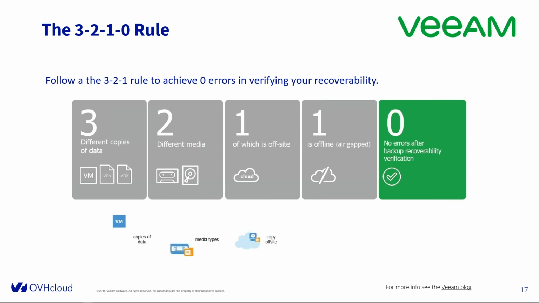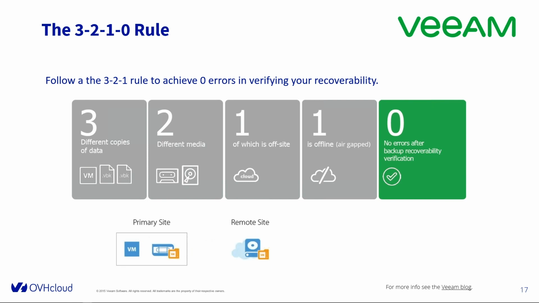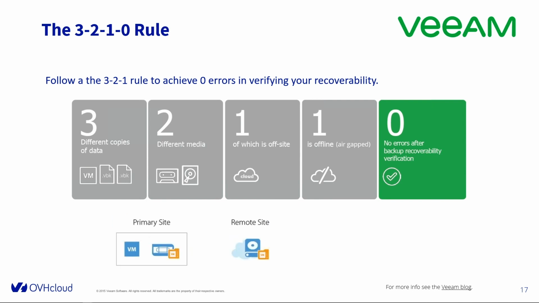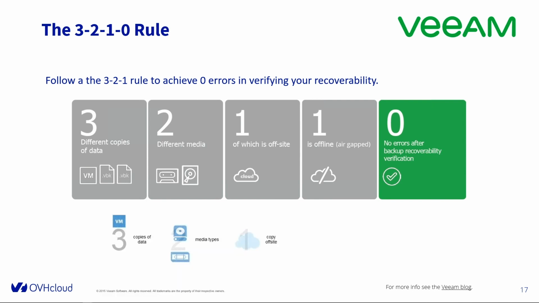And then one of those should be off-site. It should be in a physically different location, at least at the bare minimum. And we of course recommend the cloud, because the cloud has more redundancies. The cloud could be a customer's cloud, it could be OVHcloud. And one last one is if you can have a copy that's offline. So in other words, it's physically taken, it's in a different place, so you have an air gap.